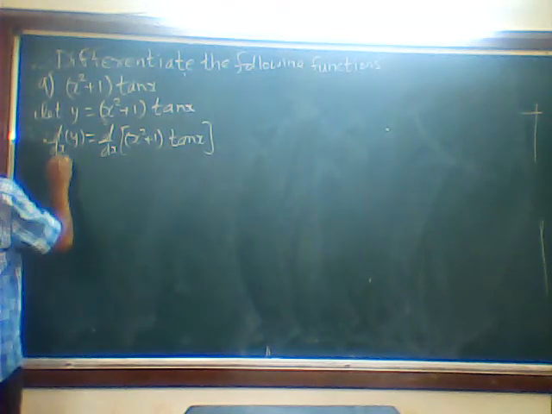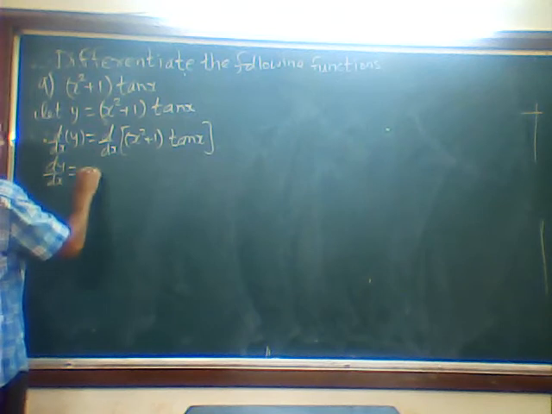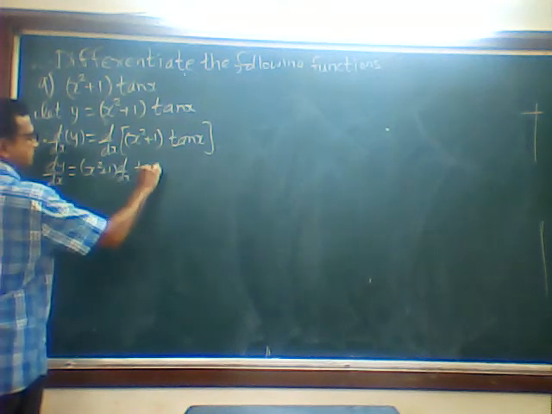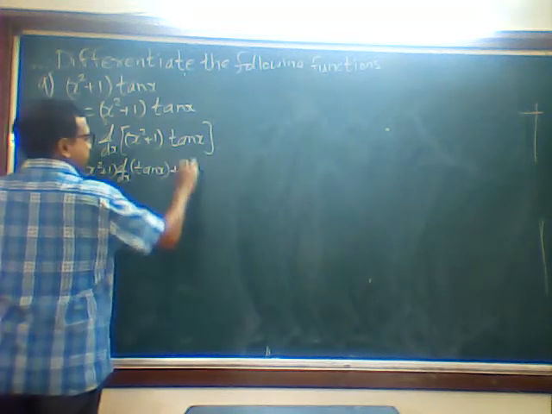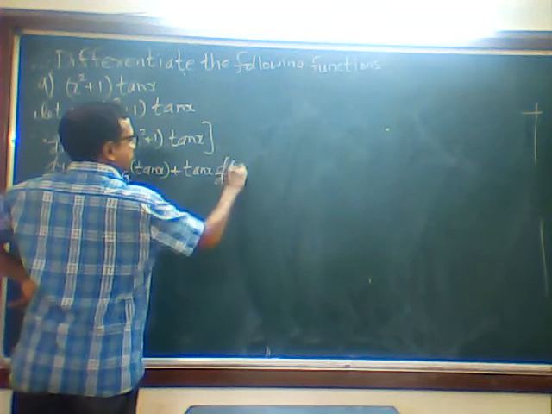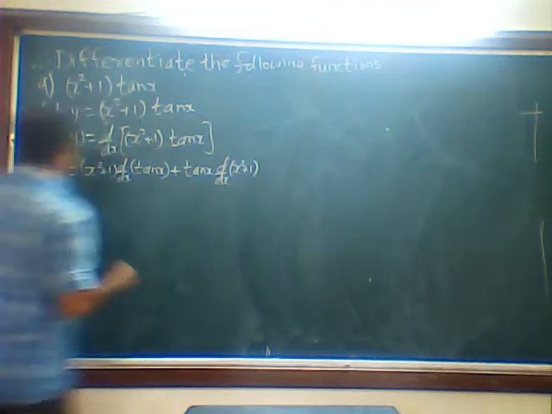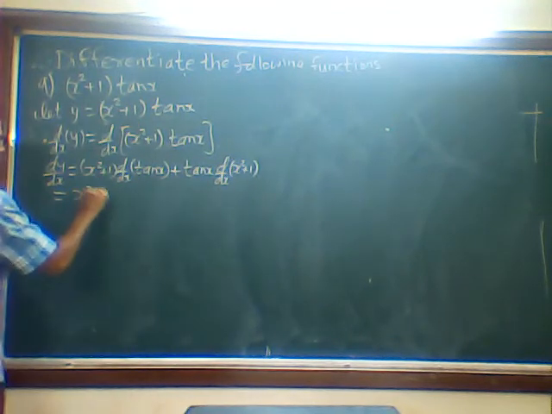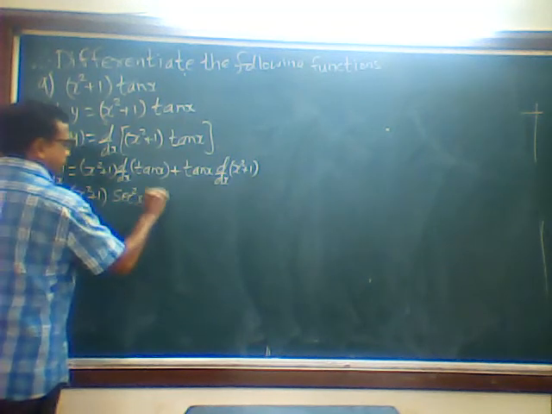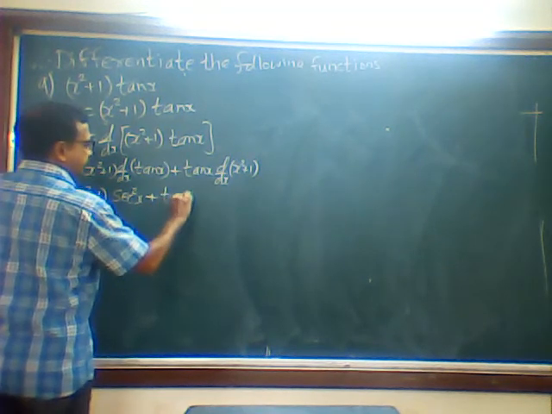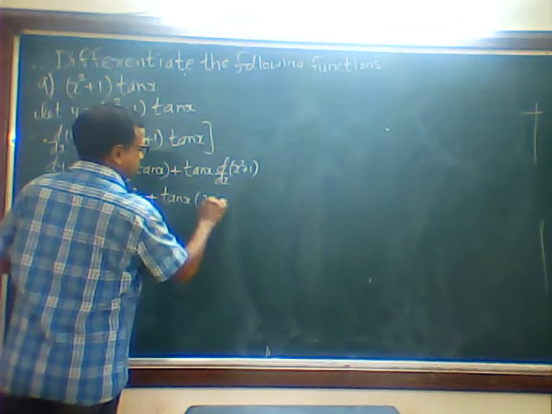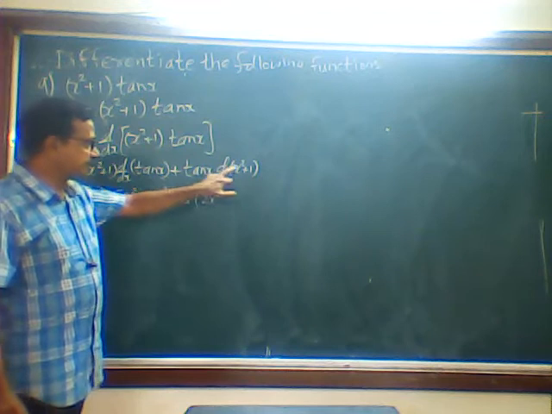Now dy by dx is equal to: first term as it is, d by dx of the second term, plus tan x as it is, d by dx of x square plus 1. So it is x square plus 1 as it is, d by dx of tan x is what? x square plus tan x as it is, d by dx. Now here d by dx of x square is what? 2x. d by dx of x square is 2x.